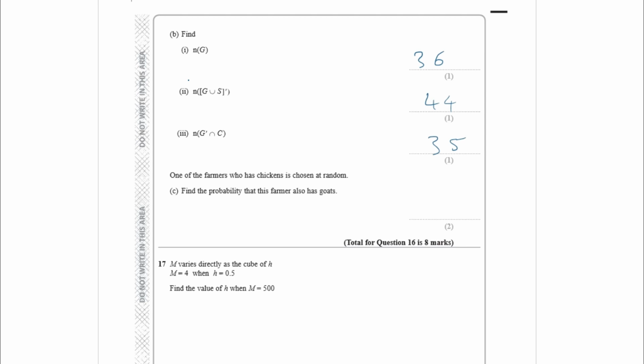One of the farmers who has chickens is chosen at random. Find the probability that this farmer also has goats. Okay, so now we're not talking about the universe anymore. We're talking about the universe of people who just have chickens. So it's the probability of what we call goats intersection chickens divided by the probability of chickens, or more simply looking at the graph, it's the number of people who have goats in the group of chickens. So let's go and have a look.